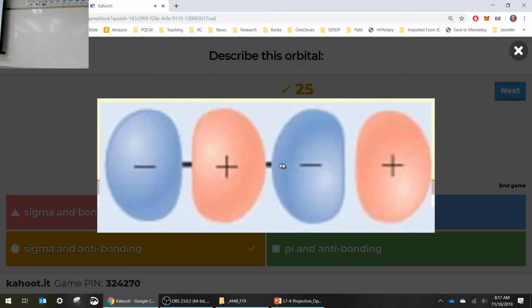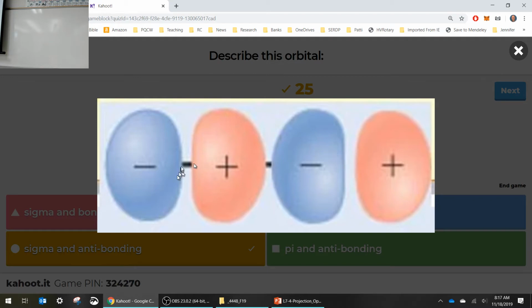Okay, so this one is, again, it's got rotational symmetry. The bond is right there in the middle between the plus and the minus. So if you spin that, it would stay the same color no matter what. And that would be a sigma interaction. And then this change in sign in the middle is antibonding. So there's a node there that breaks the bond.